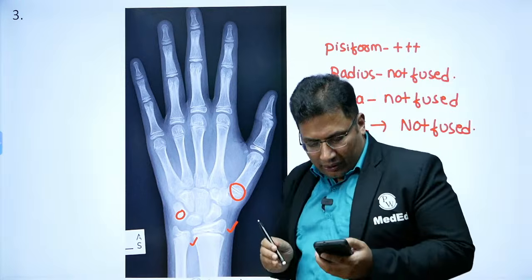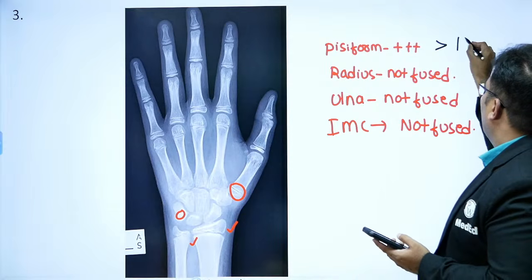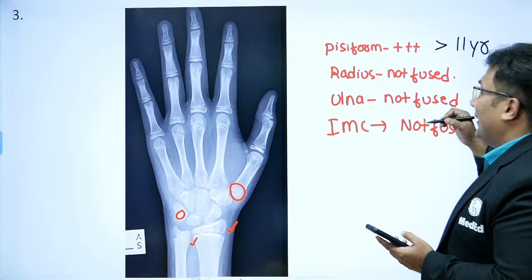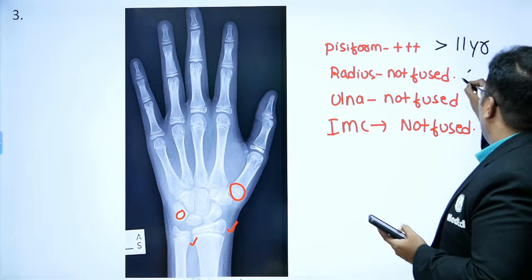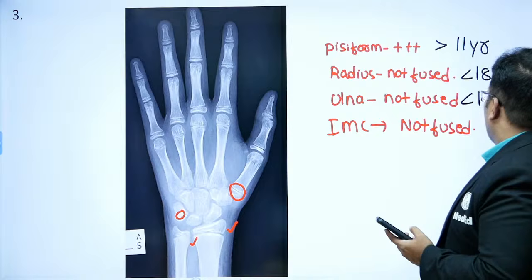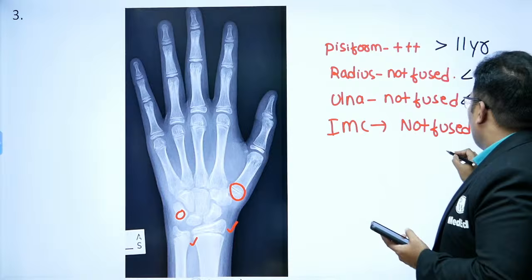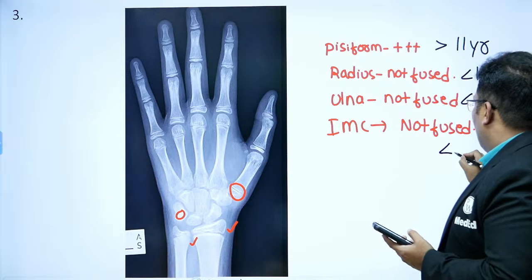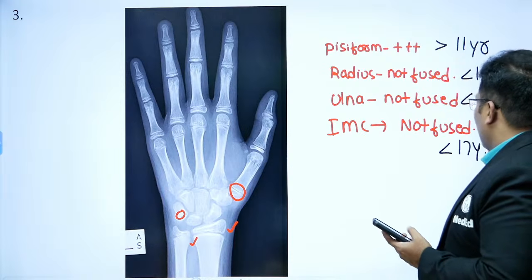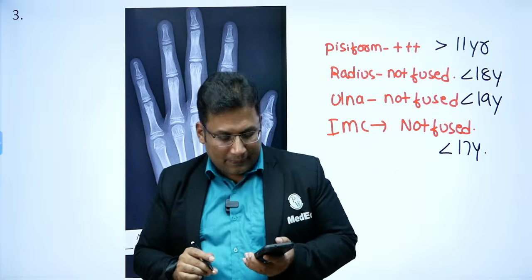Now calculate the age. Pisiform appeared, that means more than 11 years. Radius not fused, less than 18 years. Ulna not fused, less than 19 years. First metacarpal appeared, not fused, that is basically less than 17 years. So what is the best answer now? Smaranya, Priyanka, what is the best answer?